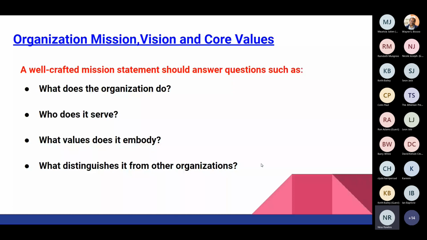Thank you, Ramzat. My presentation today will be on the organization, mission, vision, and core values. And what this basically says is, in order to prepare a well-crafted mission statement, there are some questions that must be asked and also answered. What does the organization do? Who does it serve? What value does it embody? And what distinguishes it from other organizations?